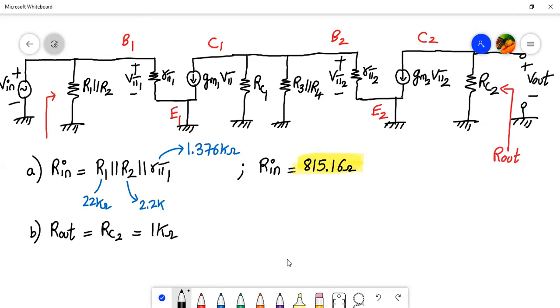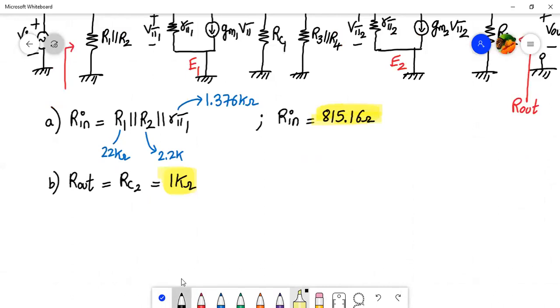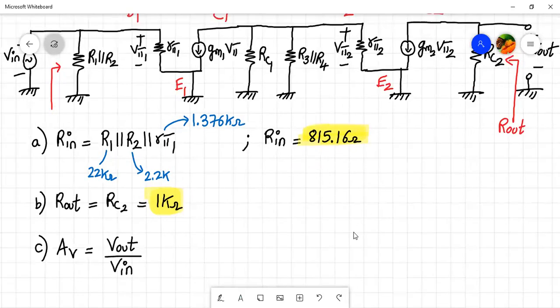So R out will be equal to RC2 and its value is 1 kilo ohm. So straight away, directly writing the value of RC2 will fetch you 1 mark for the calculation for R out, right? Now, next thing is crucial. Next, we have to calculate the voltage gain. Voltage gain AV will be V out divided by V in, the overall voltage gain, including the first stage and the second stage.